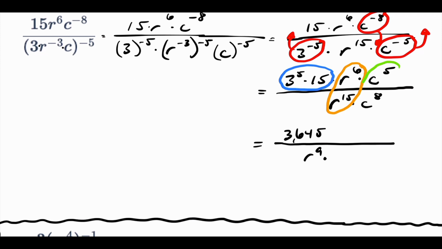Last one are the C's. I have C 5 times, C 8 times. When I cross them out, I can cross out 5 of them. How many are going to be left over? 3. And where are they going to be left, bottom or top? Bottom. Good. Done.